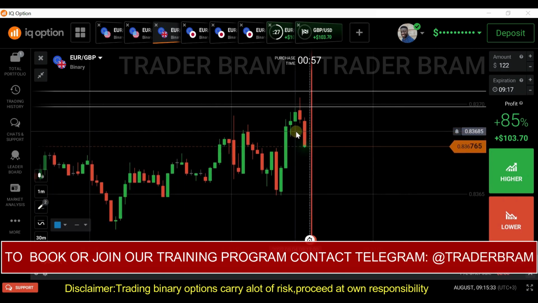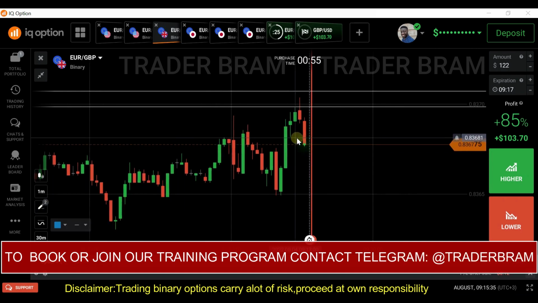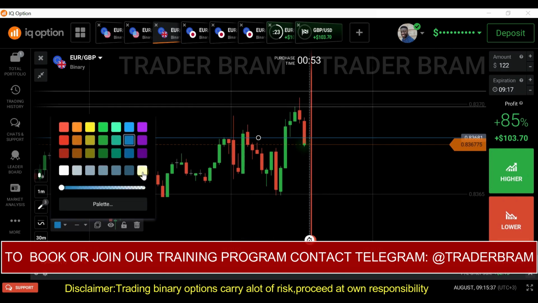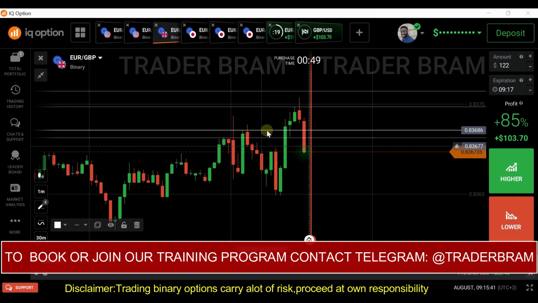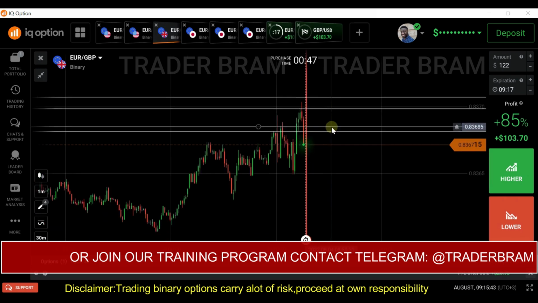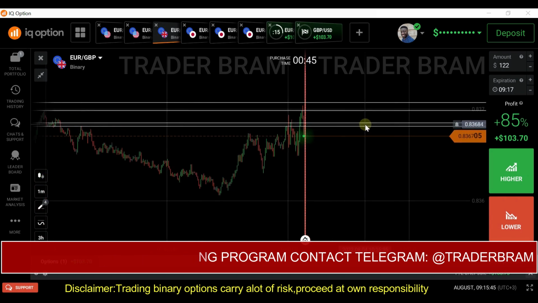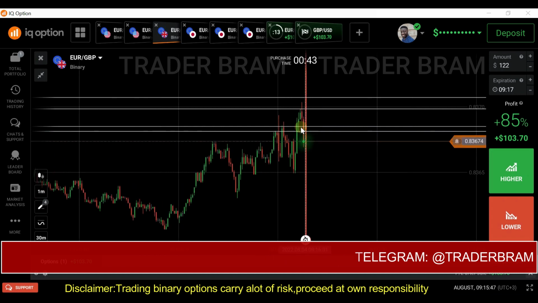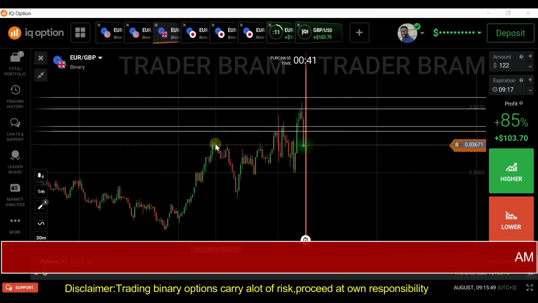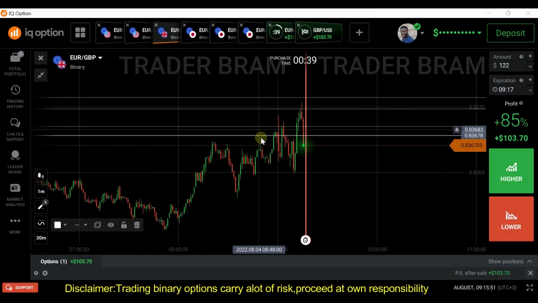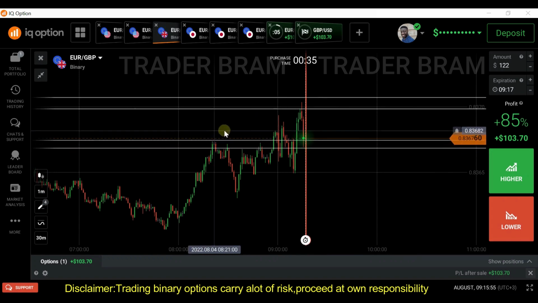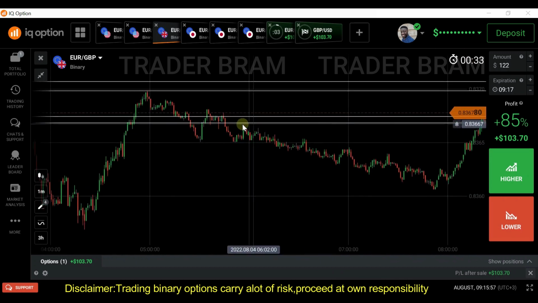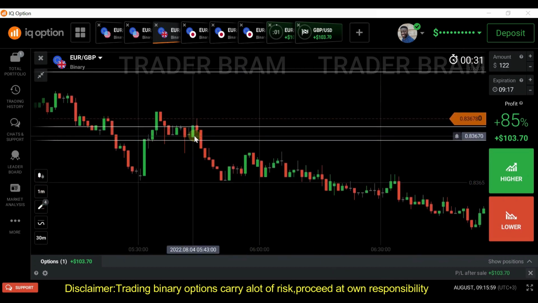So we have another area here of support and resistance that we can use. So the market has already broken that level. It is coming to this next area, so we can shift our level to that point so that we can get this area and this area.